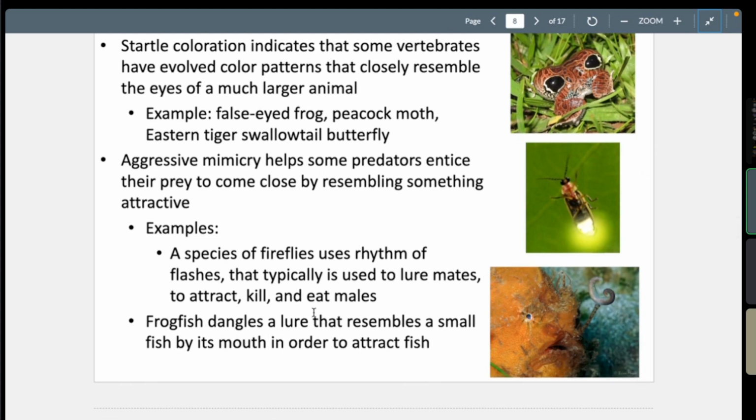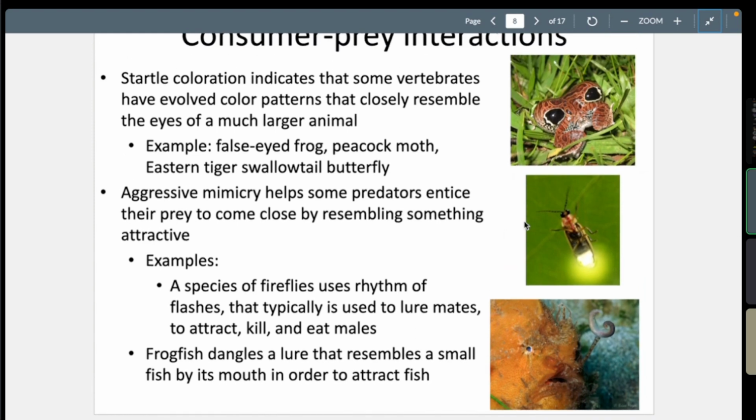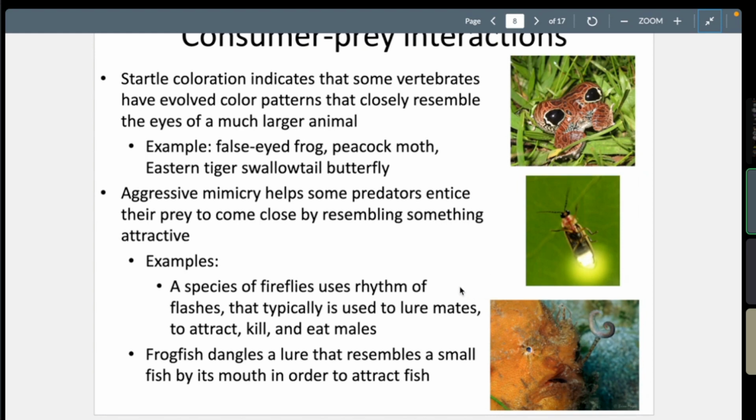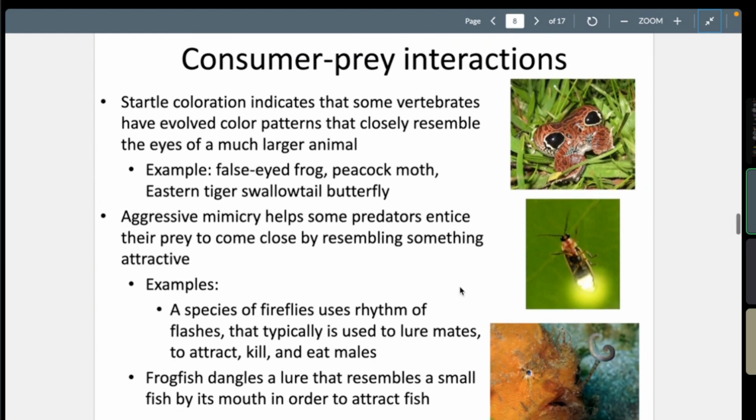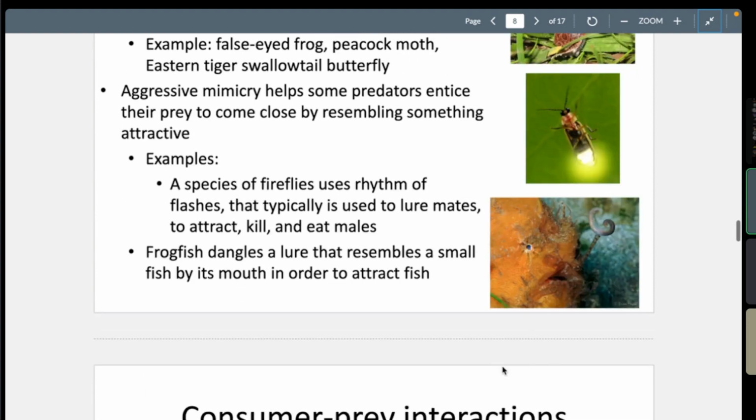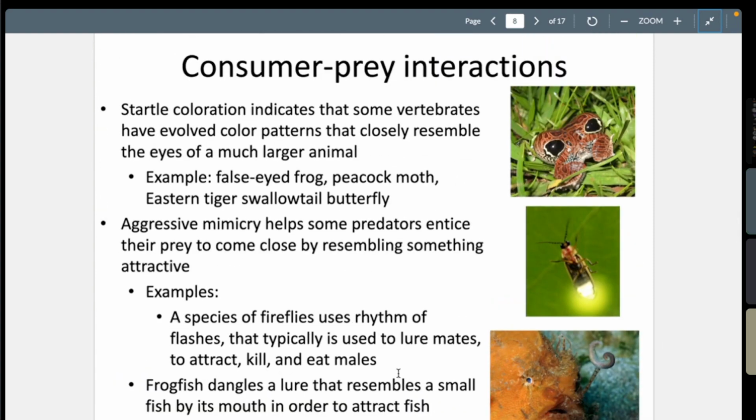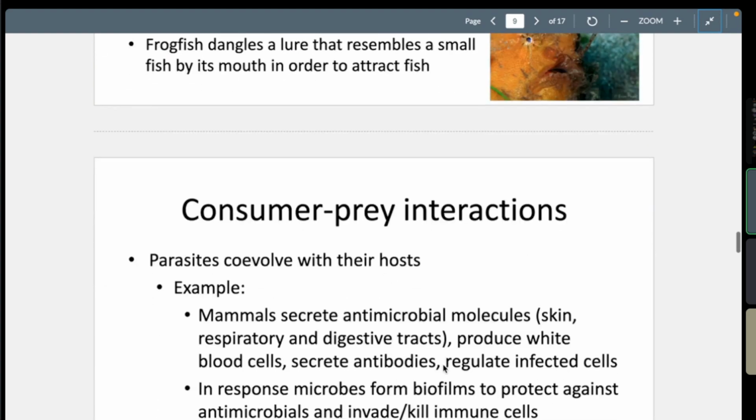Frogfish dangle a lure that resembles a small fish by their mouth in order to attract other fish. So these are ways in which animals are able to attract other animals with different mechanisms like light or mimicry. I know for my species diversity, a flower used the way it was shaped to entice animals, get pollinated, not so much to consume the animals, but there was just one other example.